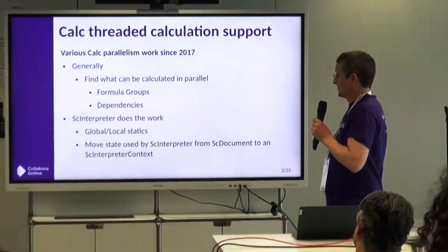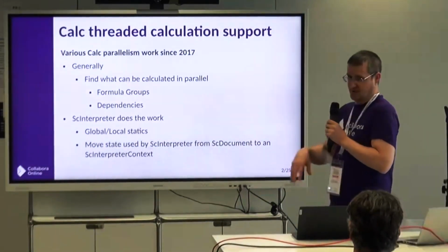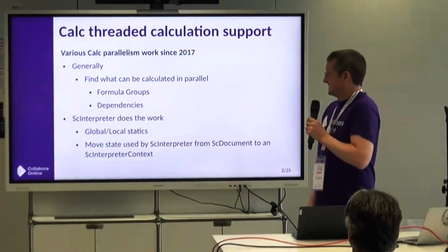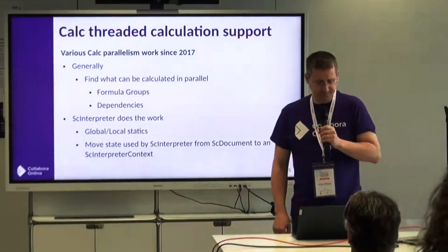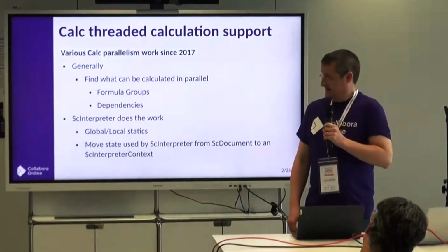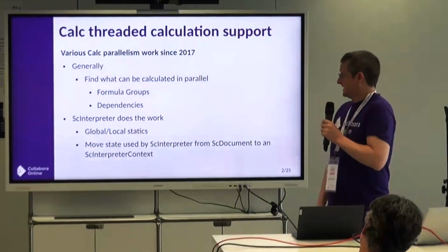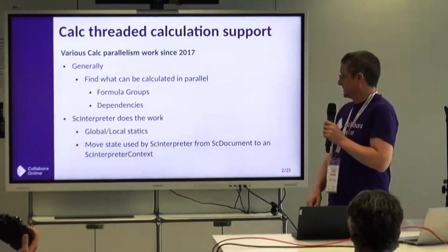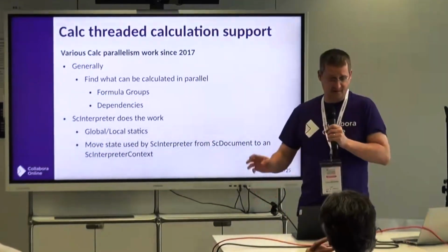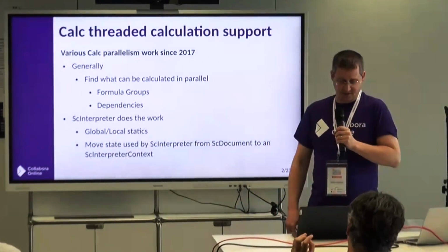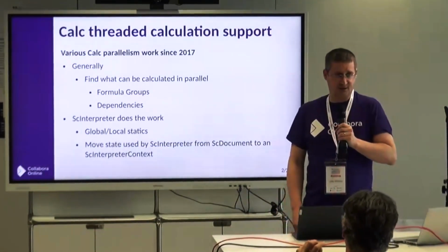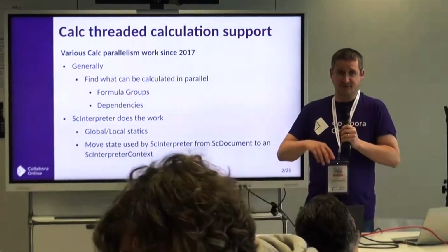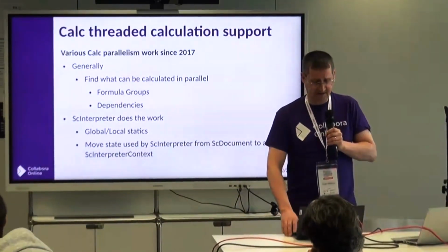But my vague understanding of it was that the general part of it was put up on top of some OpenCL work, and a lot of that involved getting formula groups, groups of formulas where the formulas are all effectively the same, looking at the dependencies, and being able to see what kind of formulas you could run in parallel. The important bit in Calc is the SC interpreter that does most of the work, and a lot of the work done at the start of this process was getting rid of global state and local statics, and moving a lot of the state that started off in the Calc document itself out into an SC interpreter context to allow you to have multiple SC interpreters running at the same time, so you could do parallel calculations, one per thread.